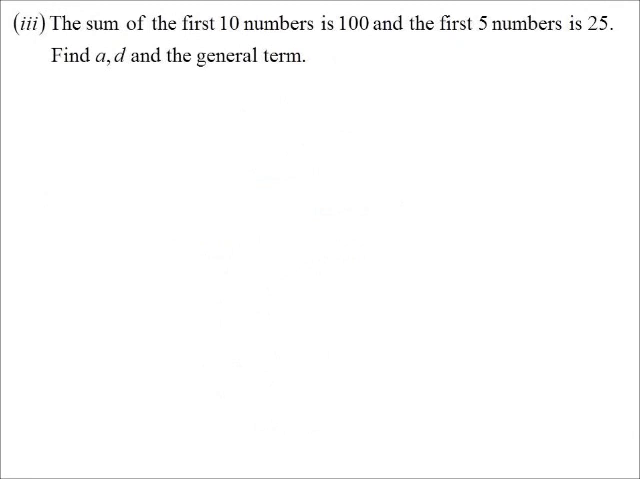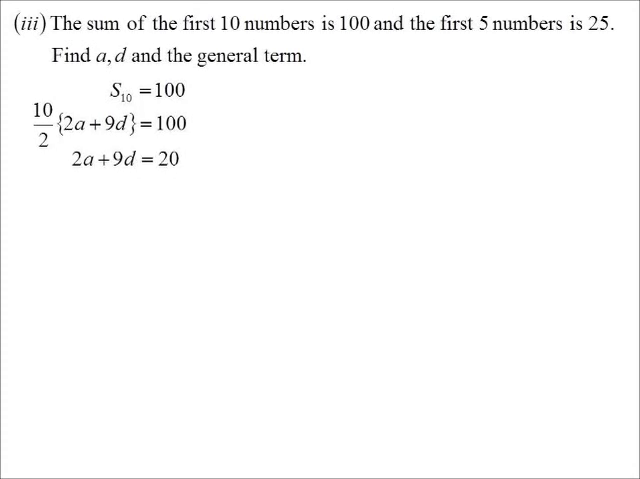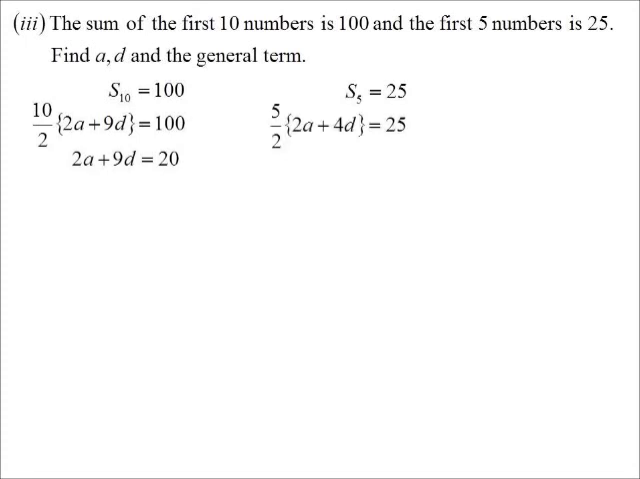The sum of the first 10 numbers in our pattern is going to be 100, but the sum of the first 5 numbers is 25. They want us to find the first term, common difference, and the formula for the general term. So let's write down what we know. Sum to 10 is 100, so 10 on 2 times 2a plus 9d is 100. Let's tidy that up a bit. I get 2a plus 9d is 20. They told me the sum to 5 was 25, so 5 on 2 times 2a plus 4d is 25. Tidying that one up, we get a plus 2d is 5.